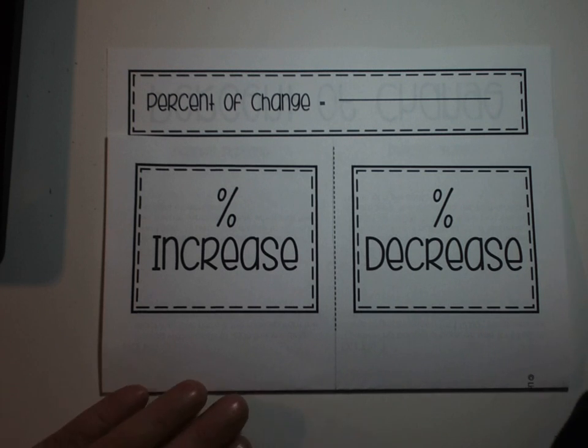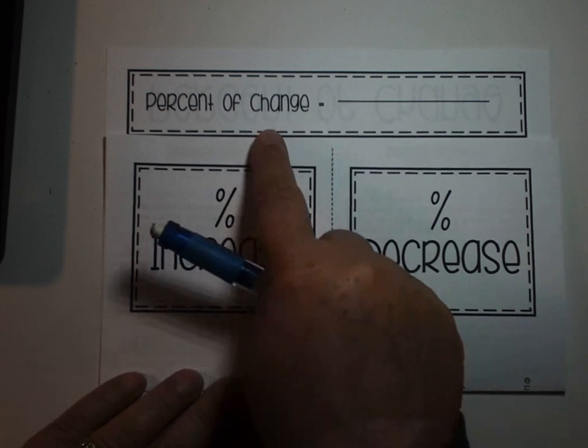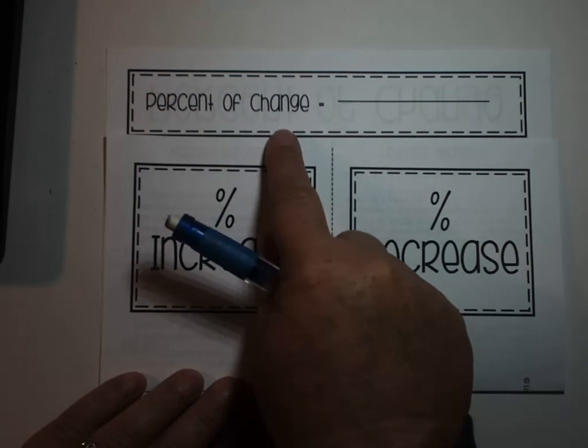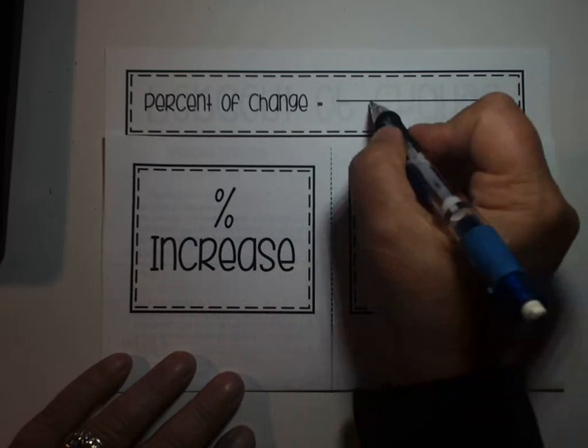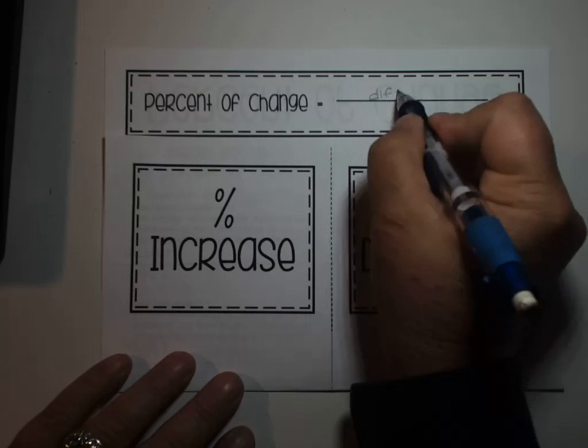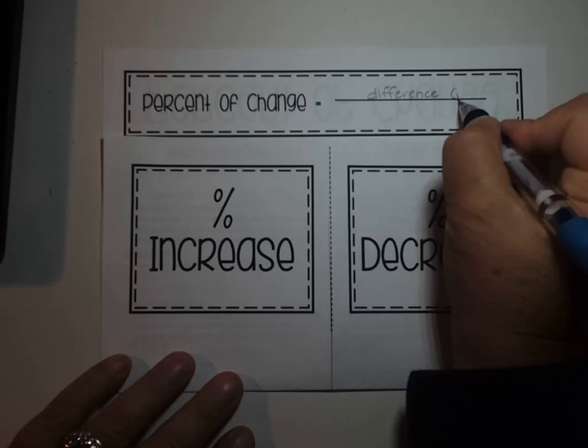Hi, today we're going to talk about percent of change. It's how much something changes compared to something else, written in a percent form. So, the way you find this is if you have two numbers, what you find is the difference of the two numbers. Okay, and this is going to be a positive number.